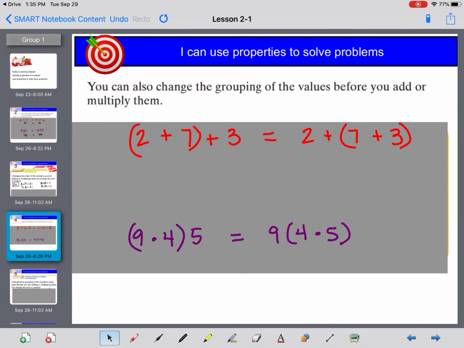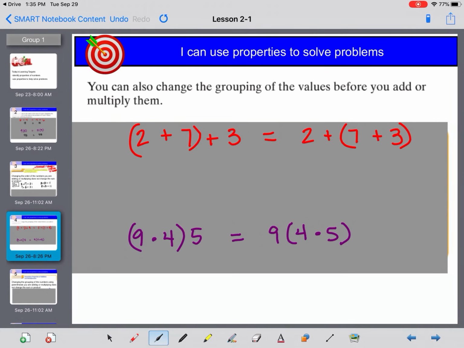The next property we're going to talk about talks about changing the grouping of the values. For example, if I take 2 plus 7 plus 3, and I have the parentheses grouping the 2 and the 7, that would mean 9 plus 3, or 12. If I change the grouping, and so instead of grouping 2 and 7, I'm now grouping the 7 and the 3, you can see that to solve this, I would have to take 7 plus 3 and get 10, and then add the 2, and I still get 12.